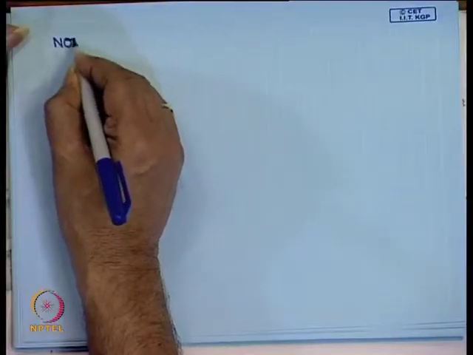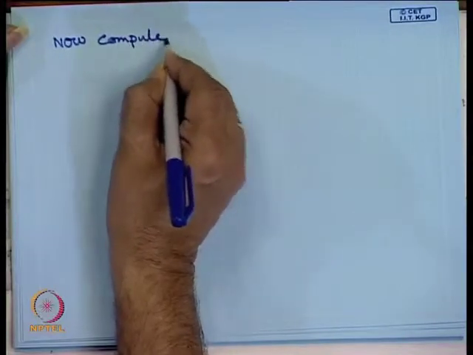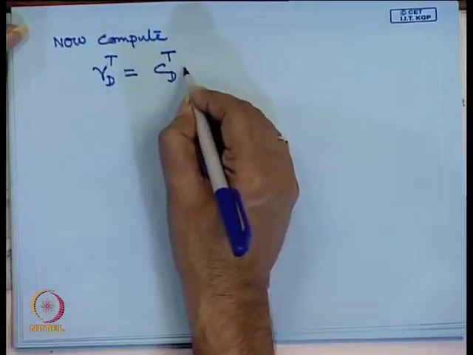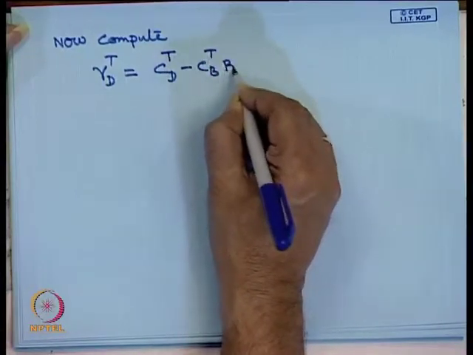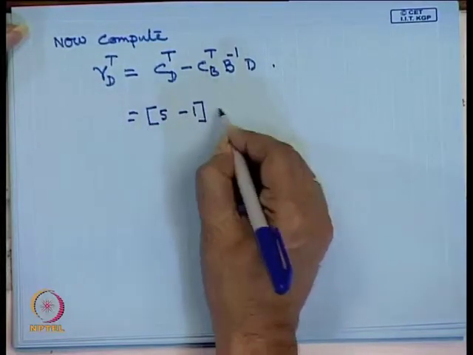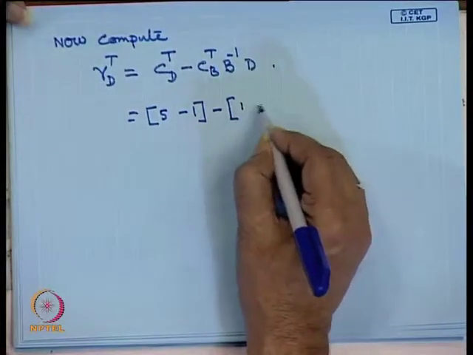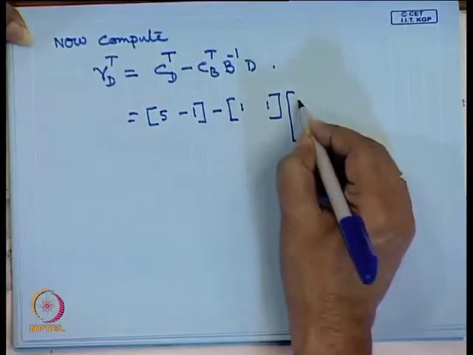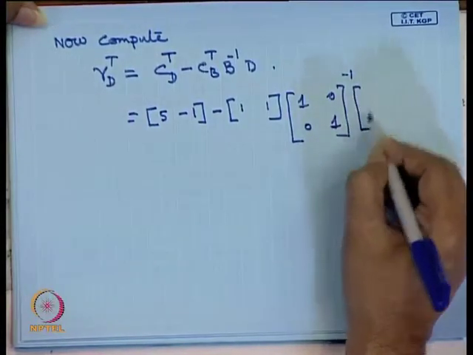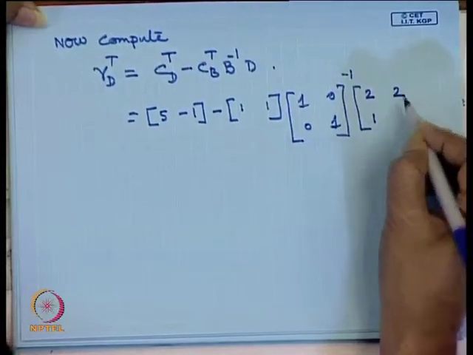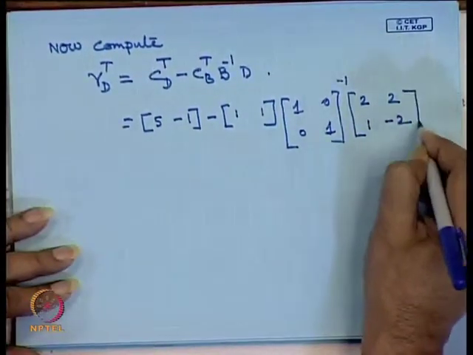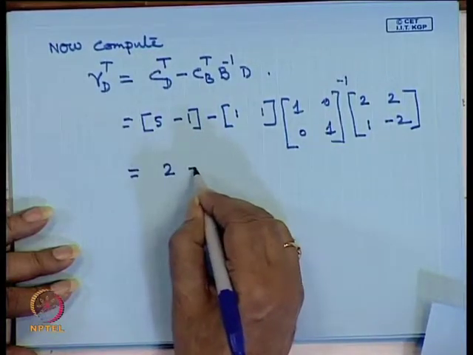So, to show this, compute R D transpose. If you recollect, we have derived R D transpose equals C D transpose minus C B transpose B inverse D. So, this equals C D, which is 5 minus 1, minus C B, which is 1 1, times B inverse, which is the identity matrix, times D, which is 2 1 2 minus 2. If you compute that, ultimately you will get 2 minus 1.